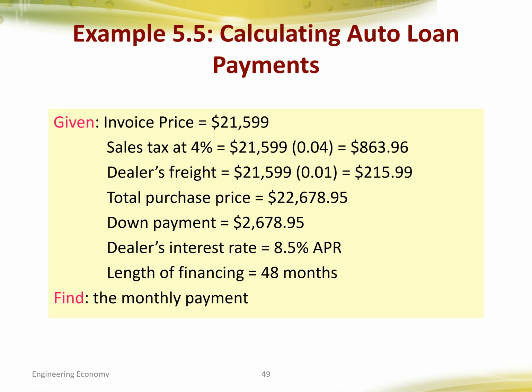You only pay 2,678 down, but the price of the car is 22,678, and the dealer's interest rate, which is the nominal rate, is 8.5%. And the length of financing is 48 months. So for 48 months, every month you need to pay a fixed amount back to the auto company or the dealership or the bank. And the interest rate will be compounded monthly. So we'll see how that goes.